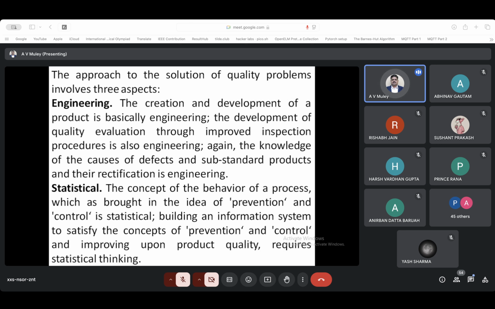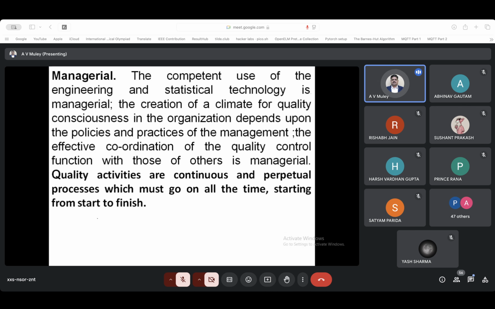the concept of behavior of process which has brought in the idea of prevention and control is statistical. Building an information system to satisfy the concept of prevention and control and improve upon the product quality requires statistical thinking. ये statistical approach हो गया इसका, मतलब ये दो चीजें आपको करनी हैं simultaneously. Managerial: the competent use of the engineering and statistical technologies is managerial. तब दोनों को combine करके आप जो use करोगे, the aspect is managerial basically.